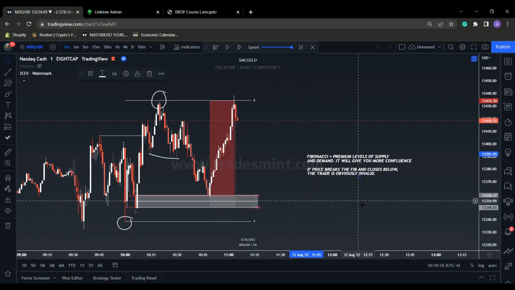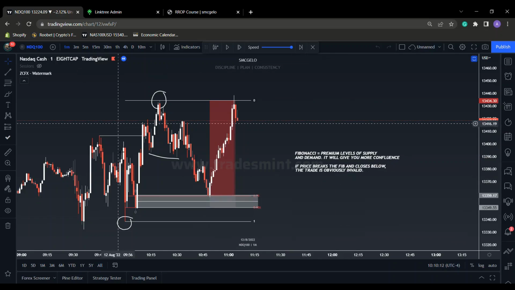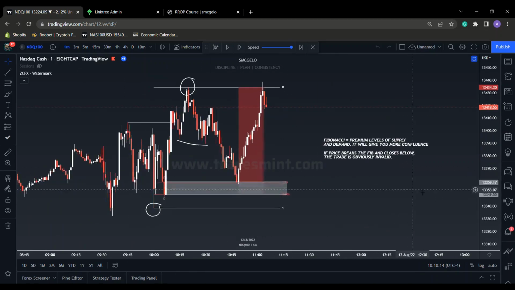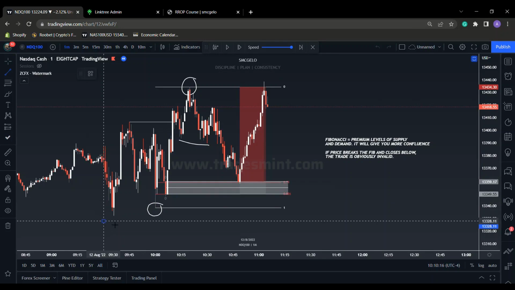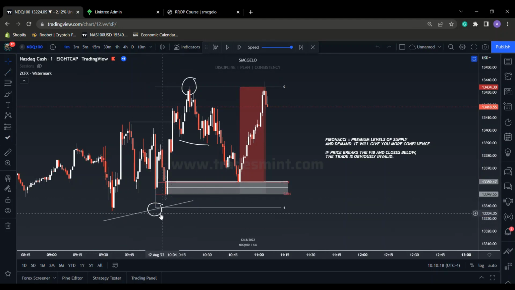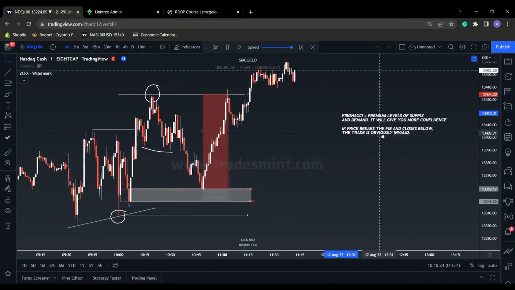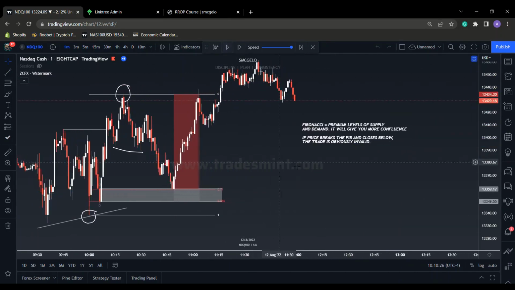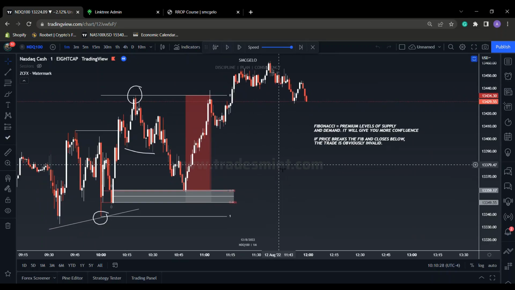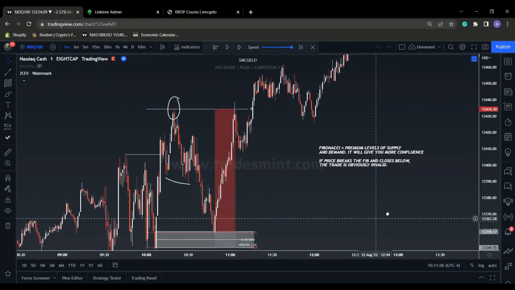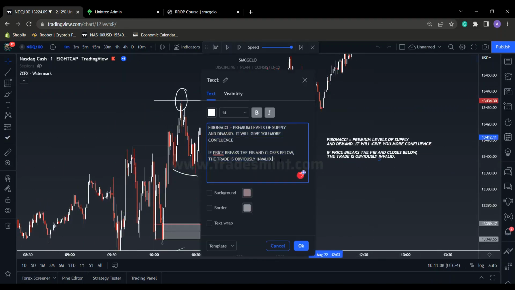You know, it's a game of probability, so even if it's a perfect setup, it could still fail. You know, this one could have failed easily. Why? Because we had this double bottom right here, this liquidity, which price did end up, I'm pretty sure, coming back down to take out. But we scalp, you know, we look for the plays that happen quick. Premium levels of supply and demand give you more influence.